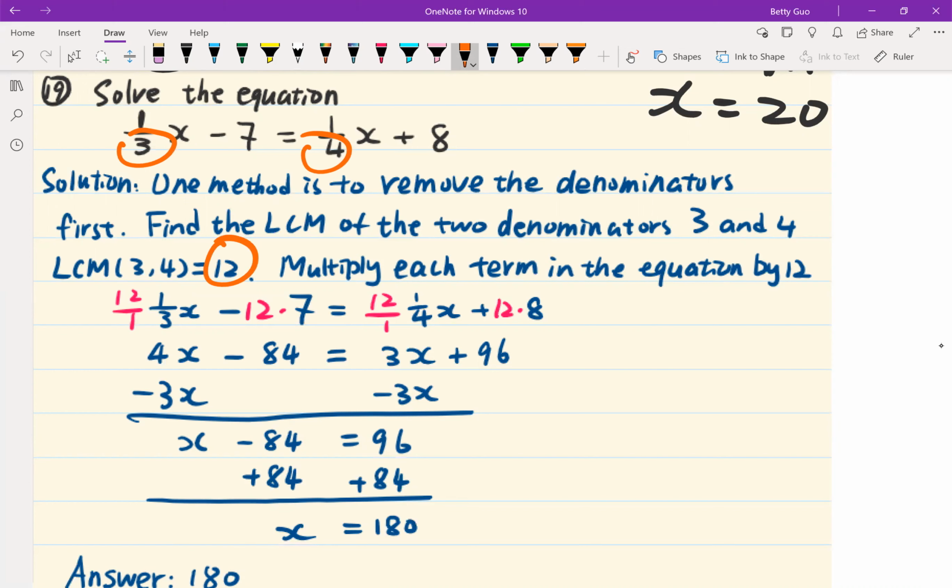Special case number 2, right? Mutually prime, they multiply together, gives you 12. You're going to multiply each single term in the equation by 12. Be clear, you have 4 terms, so all of them multiply by 12. 12 over 1 times 1 over 3, you get a 4. So you have 4x here.